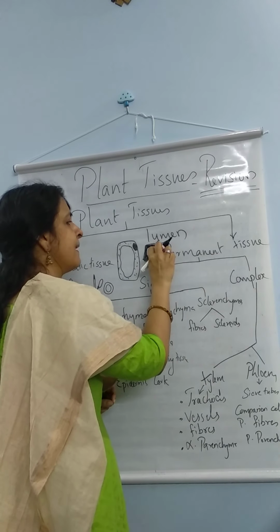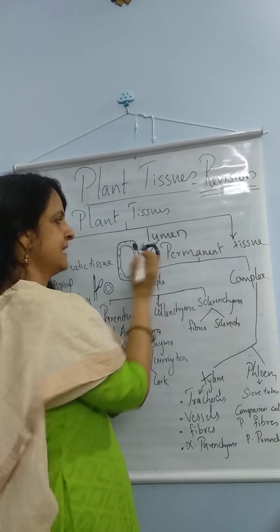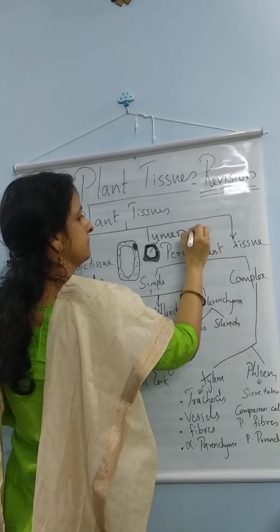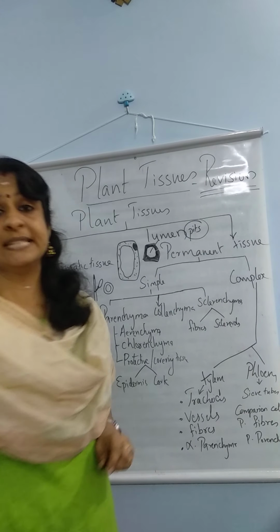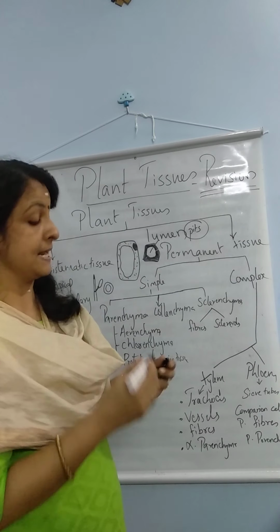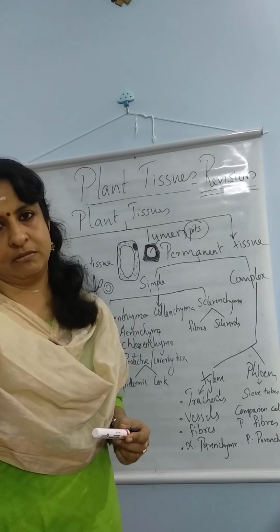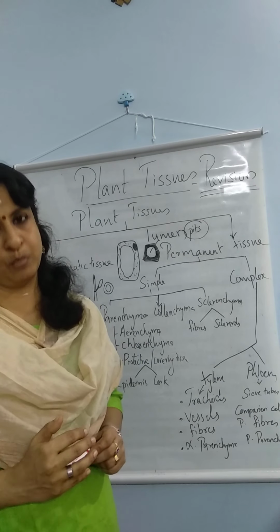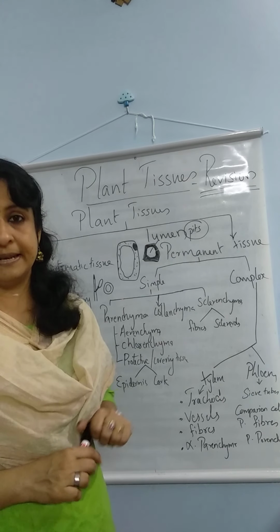But you can see that there are small unthickened areas. Such unthickened areas are called pits. So pits are also present in the sclerenchyma cells. Their main function is to give support and mechanical strength to the plant body. So that is the function of sclerenchyma.